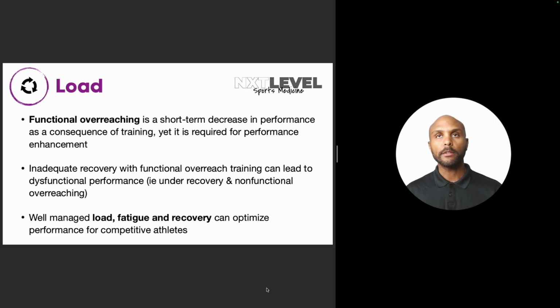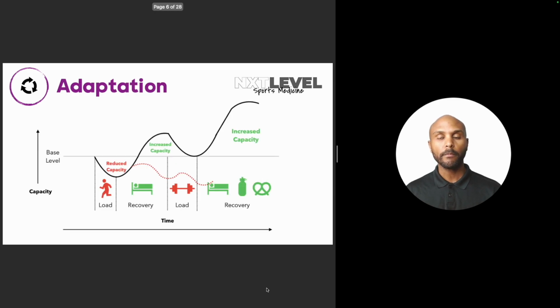We need that push to the point where we feel fatigued in order to get performance enhancement over time. So the problem is if we take that load, but we don't give the body enough time to recover, what will happen is we'll get dysfunctional performance, right? So we call that under recovery or non-functional overreaching. You didn't elicit the proper response that you wanted from the body by taxing it, by pushing it to the limit. But if we can manage load, if we can manage fatigue and recovery, we can optimize performance. And some of that starts with just being able to track it and know what we're dealing with.